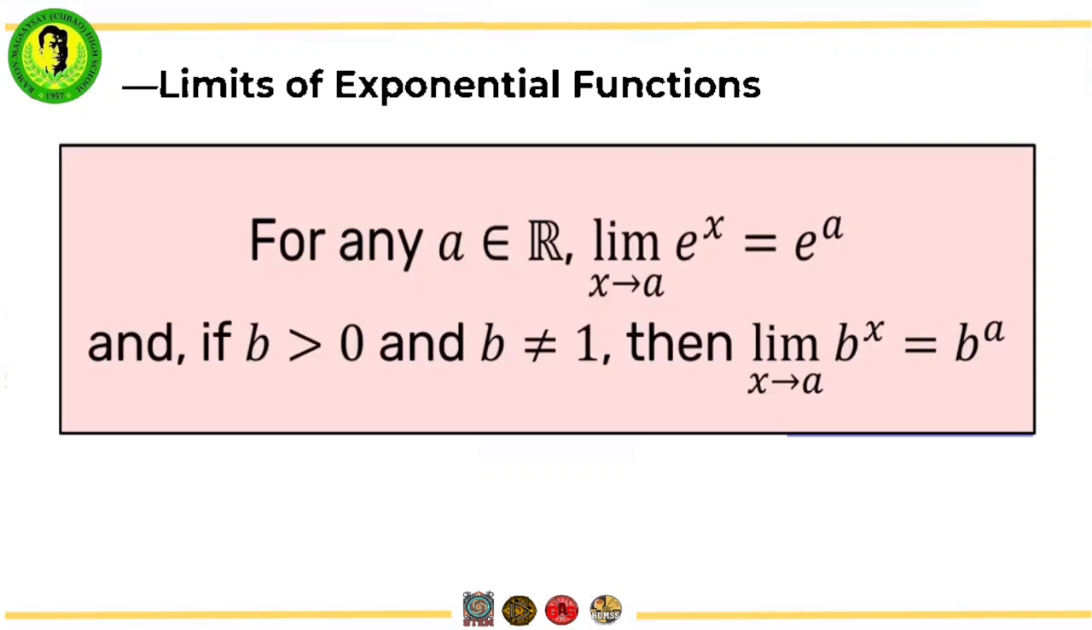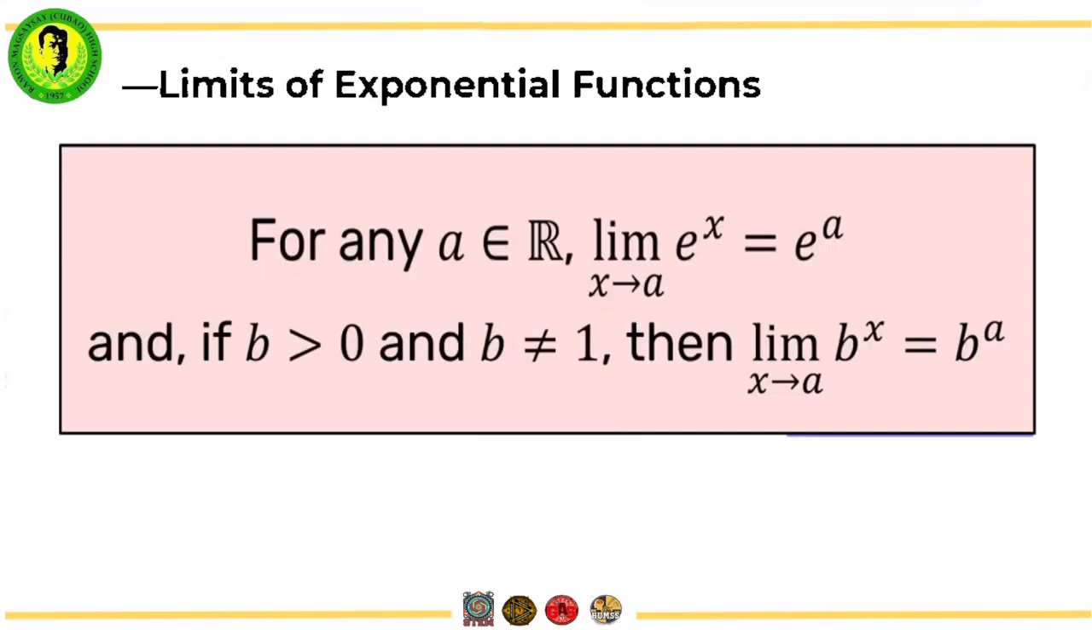Okay, so what are the properties of the limits of exponential functions? There we have two base exponential functions: Euler's number and the base b, or non-Euler's number. Euler's number is an irrational number like pi. Okay, so the limit of e raised to x as x approaches a is e raised to a. If you notice, it's just a direct substitution, where a is an element of real numbers.